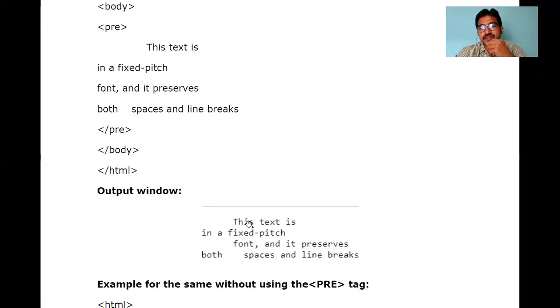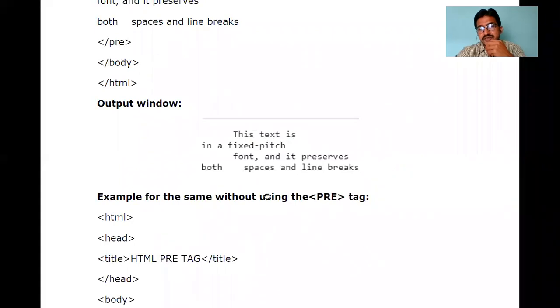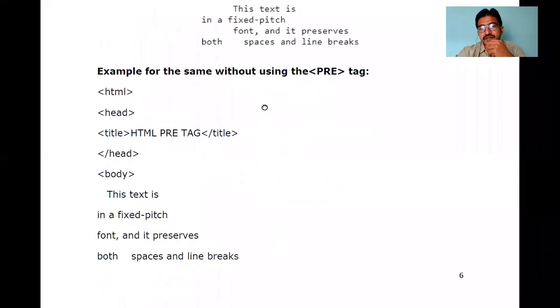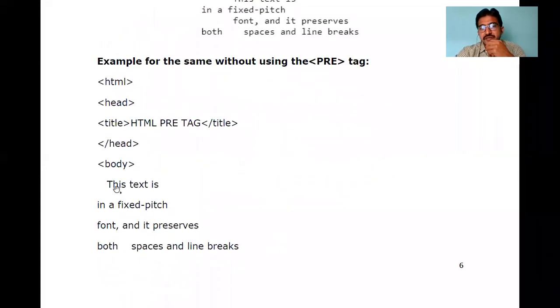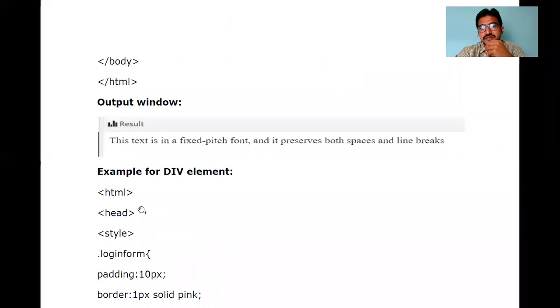See the output, the same as it is. If you remove this pre and run the program, how will the output look? So this is without pre. I have given the same code, just removed the pre starting tag and ending tag. Now how does the output look? See, it displays in a single line.